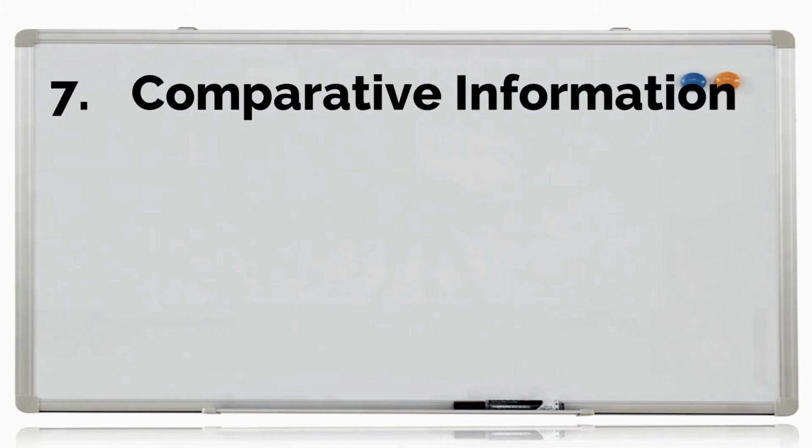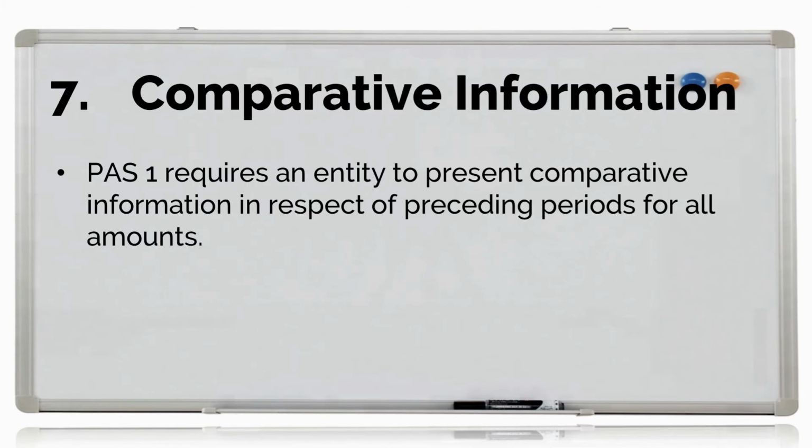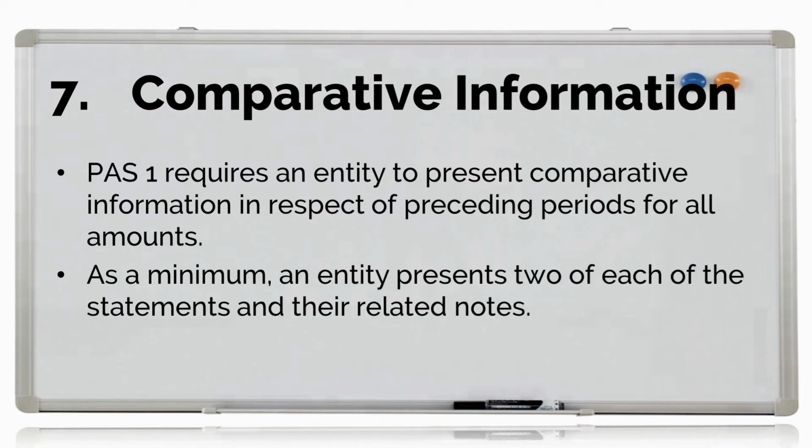Seventh, comparative information. PAS 1 requires an entity to present comparative information in respect of preceding periods for all amounts reported. As a minimum, an entity presents two of each of the statements and the related notes. Note that entities can provide additional comparative information if they wish to do so.